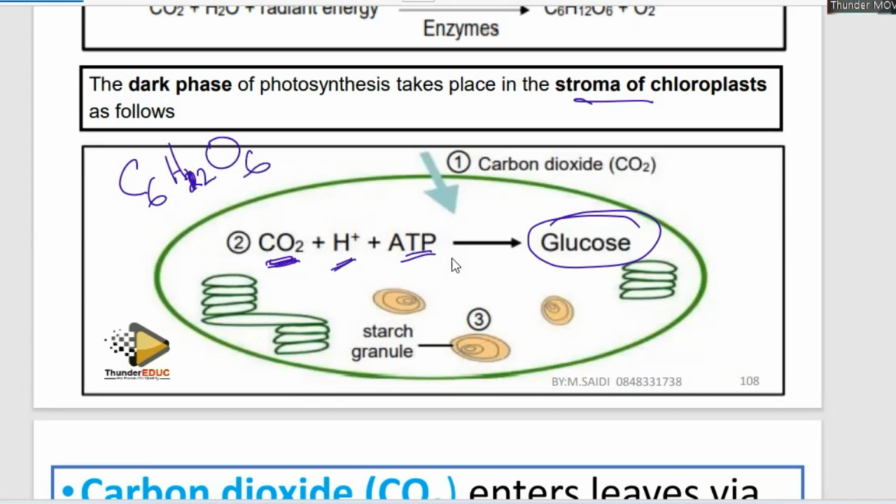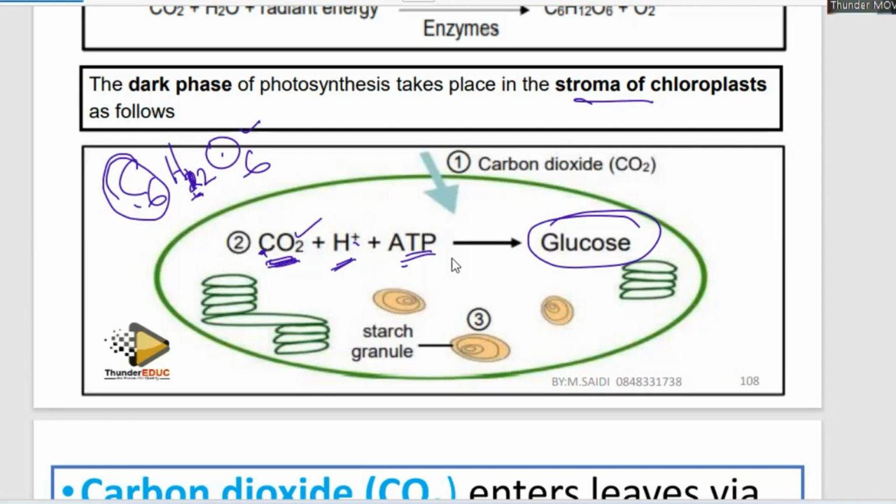It is C6H12O6. We have the oxygen from the carbon dioxide, we have the hydrogen from the light phase, and what about the carbon? The carbon will also come from the carbon dioxide. So carbon dioxide helps us provide carbon and oxygen, the hydrogen comes from the light phase, and this process is an active process which requires energy. The energy is provided by the ATP, which came from the light phase, and then glucose is what is formed.